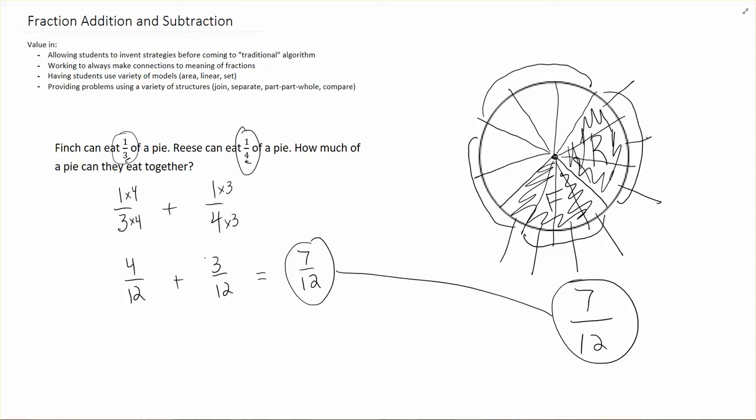So those are our key ideas here for fraction addition and subtraction. Always trying to anchor things to meaning and strategies that they're thinking about themselves as we build towards a more algorithmic approach.